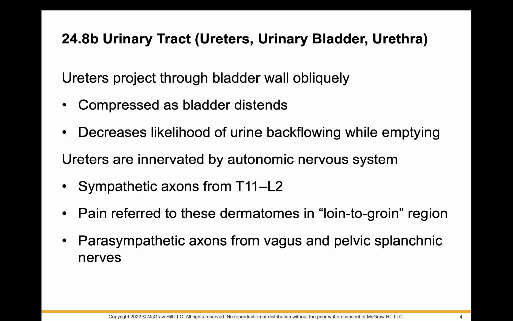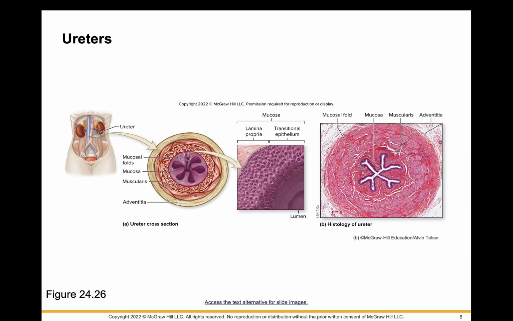The ureters are actually innervated by the autonomic nervous system. Primarily, we're looking at sympathetic axons and also parasympathetic. And quite often, pain in these dermatomes is quite often referred to as loin to groin.